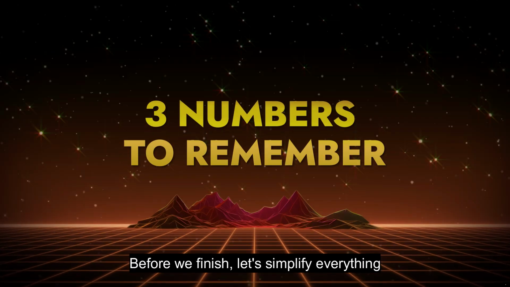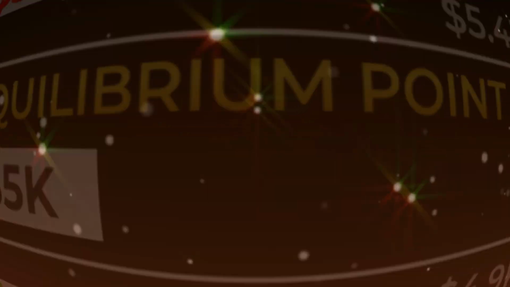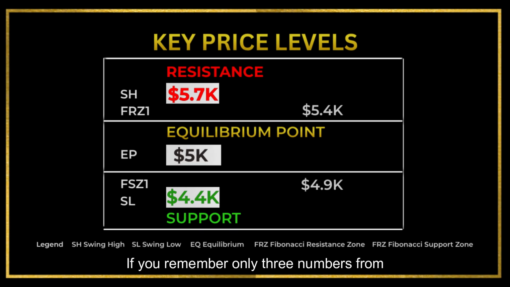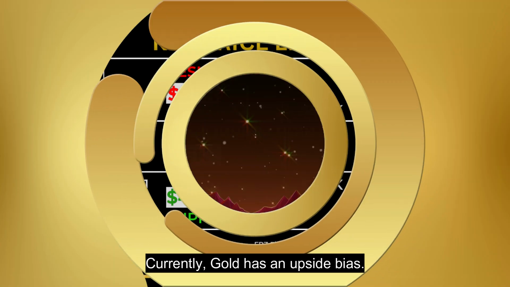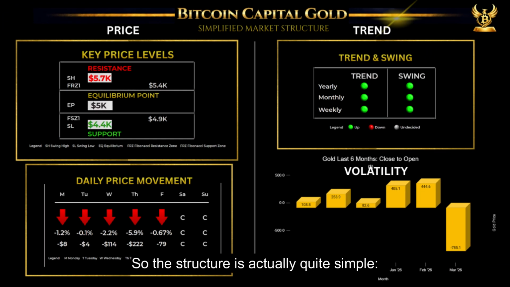Before we finish, let's simplify everything into the 3 numbers that matter most right now. If you remember only 3 numbers from this entire analysis, remember these: $5,700, the range high; $5,000, the equilibrium point; and $4,400, the range floor. Currently, gold has an upside bias. So the structure is actually quite simple. The dominant range is controlling everything between 4,400 and 5,700.